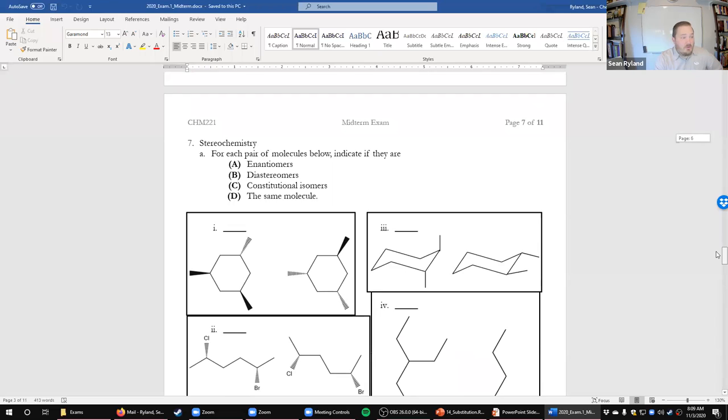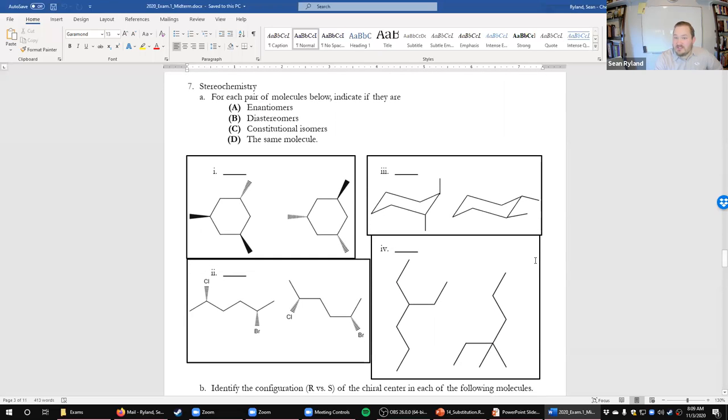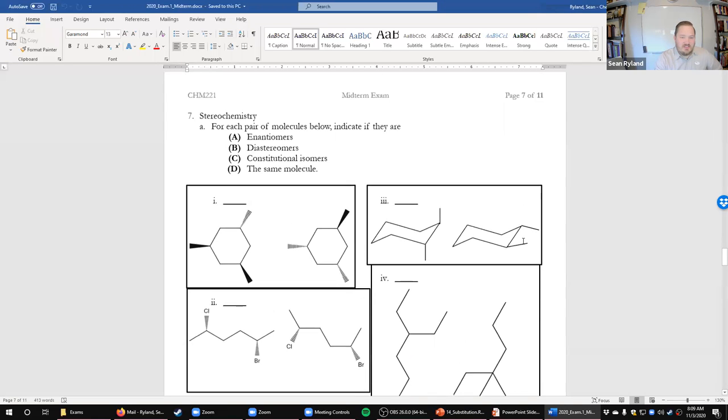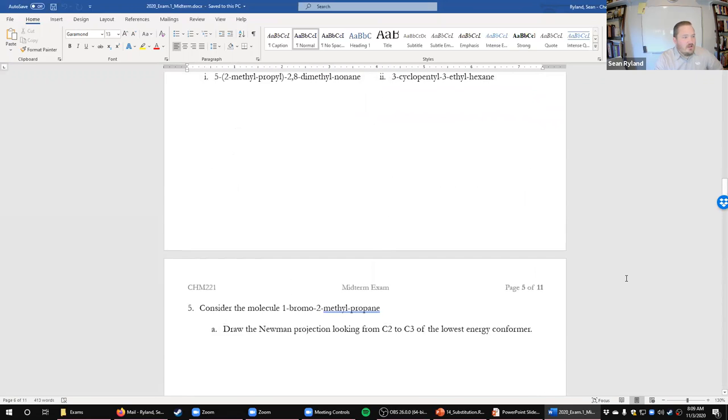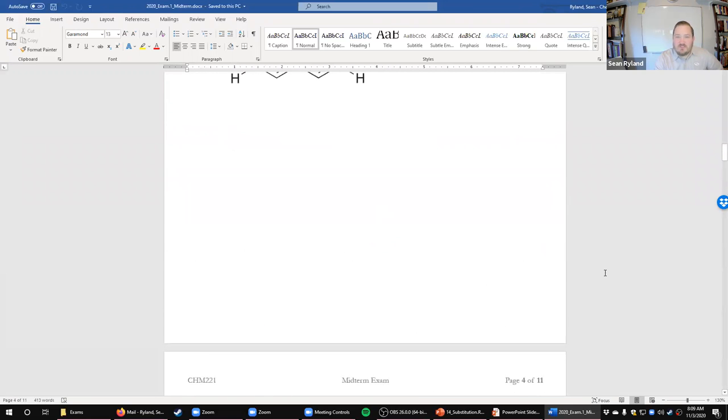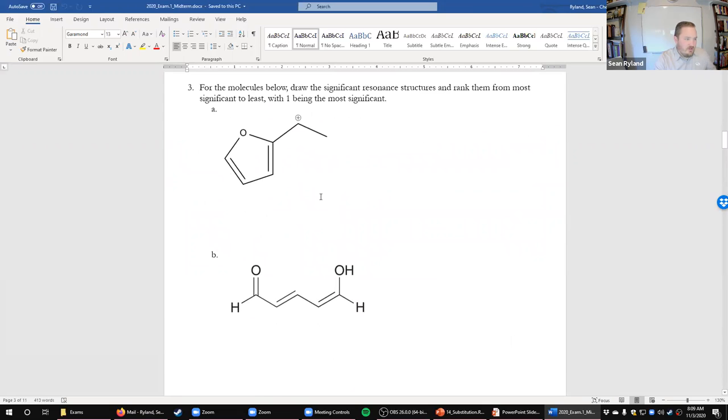Overall, the multiple choice was tricky for you guys. I didn't make it easy to tell when something was an enantiomer or diastereomer, which meant you had to spend more time thinking about it and figuring things out. We'll go over that in a second, but let's look at 3 first. But Newman projections, chair conformers, you all did pretty well.